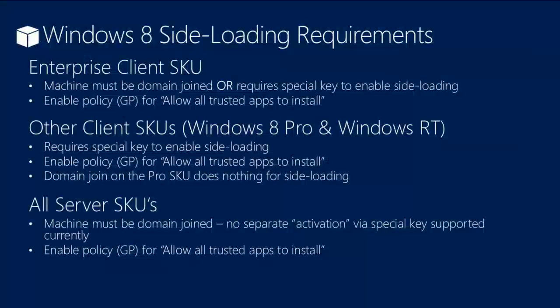The machine's got to be domain joined, or you're going to have to get the sideloading key added to it. We use a GPO internally in order to enable trusted apps, and so it makes it easy for on-premise Windows 8 Enterprise machines to get it. For the other client SKUs, like Pro or Windows RT, those need a sideloading key. Now, if you're connecting to Intune through the Config Manager and Intune hybrid connection, the sideloading key is something that you register as part of the enrollment to that service. So when the RT device enrolls and becomes managed, that sideloading key gets pushed down to the device.